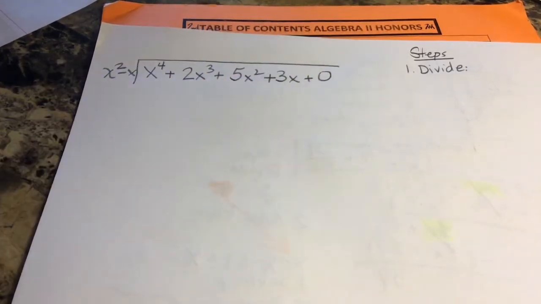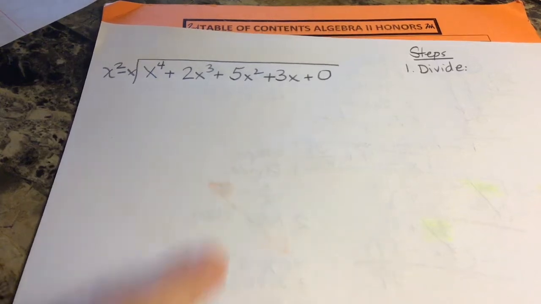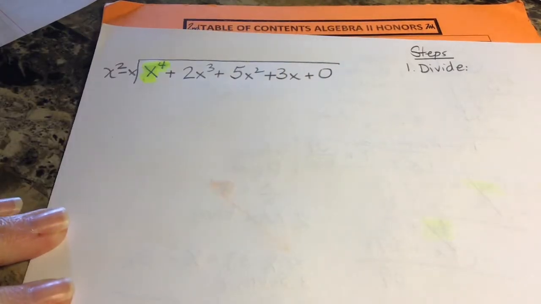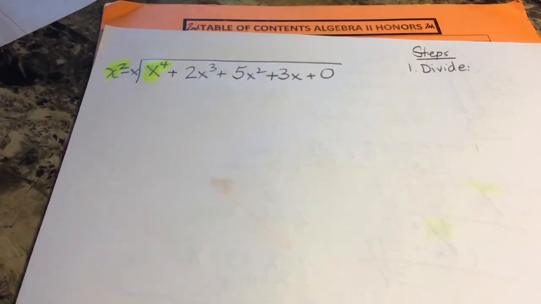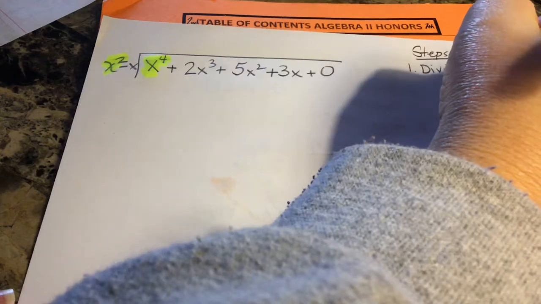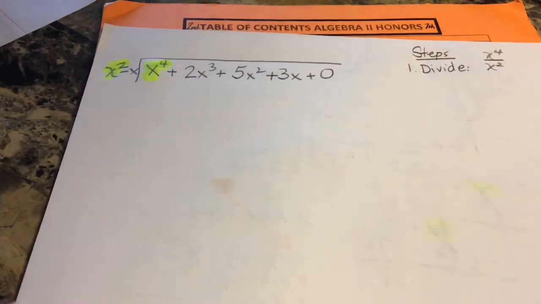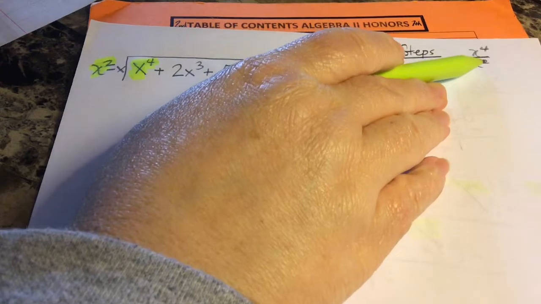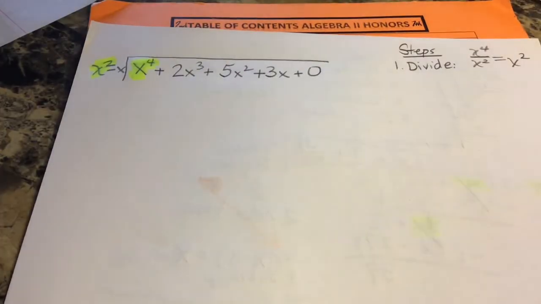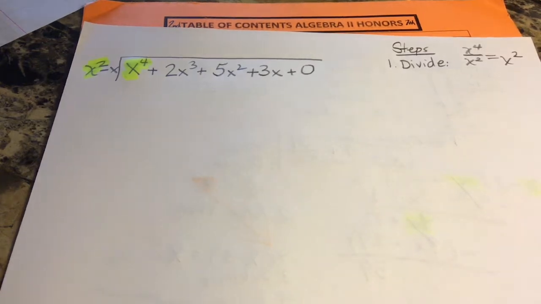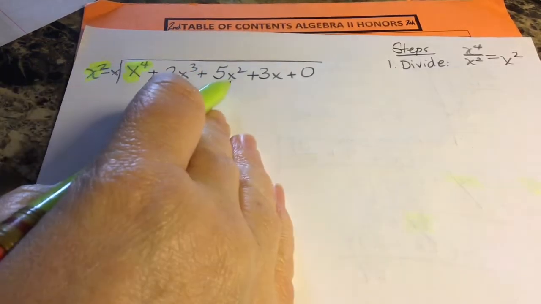Okay, so I am going to divide. I flipped my paper over. You can see my orange highlighting, but that's okay. It'll help save paper. I'm going to divide the first term of my dividend by the first term of my divisor. So I'm going to divide x to the fourth by x squared. Subtract those exponents. 4 minus 2 is 2, so x to the second power. I'm going to put x to the second power above its like term. And here's its like term, x to the second power.